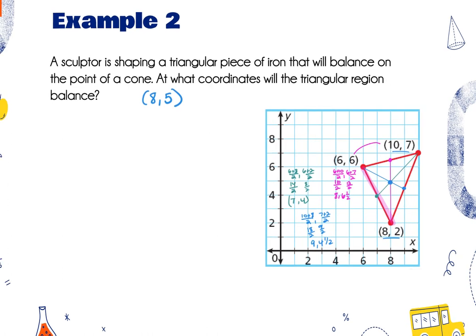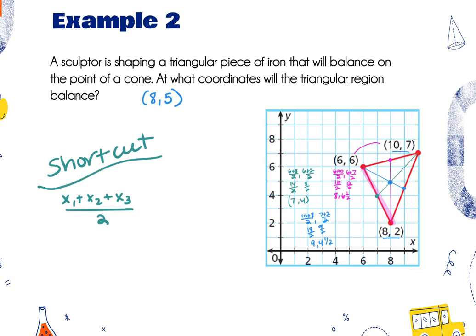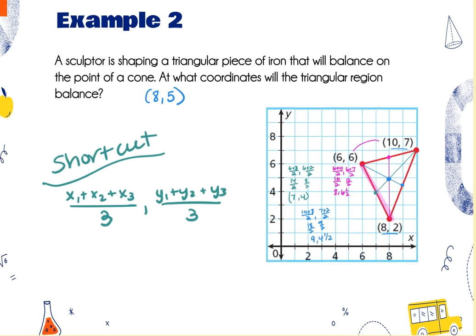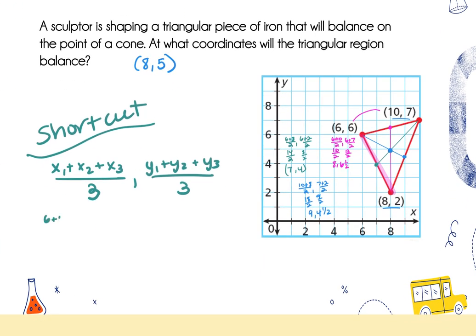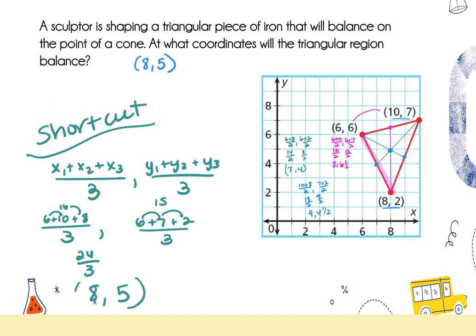Now there is a shortcut to this, and it is you add the 3 x's, divide by 3, add the 3 y's, and divide by 3. So I would do 6 plus 10 plus 8 over 3, and 6 plus 7 plus 2 over 3. This is 16 plus 8, 24 over 3, and that's 8. 13 plus 2, 15 over 3, which is 5.